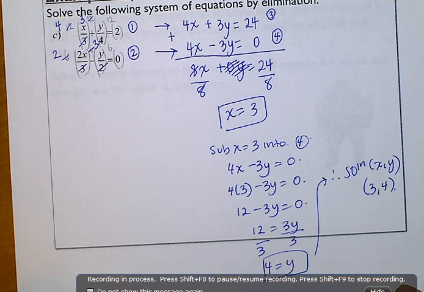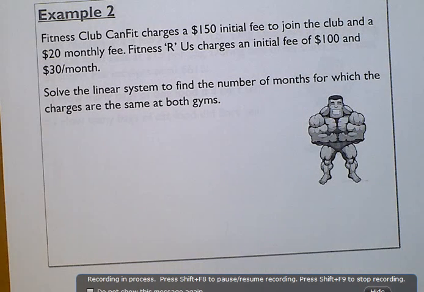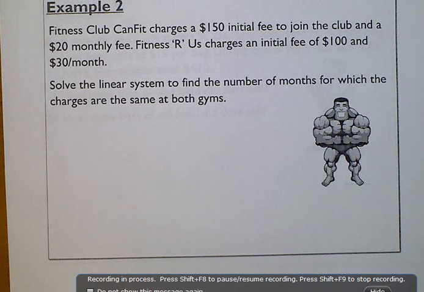Okay, so my example here is Can Fit, a fitness club, charges a $150 initial fee to join the club and a $20 monthly fee. And Fitness RS charges an initial fee of $100 and $30 a month. The question here is to solve a linear system to find the number of months for which the charges are the same at both gyms.